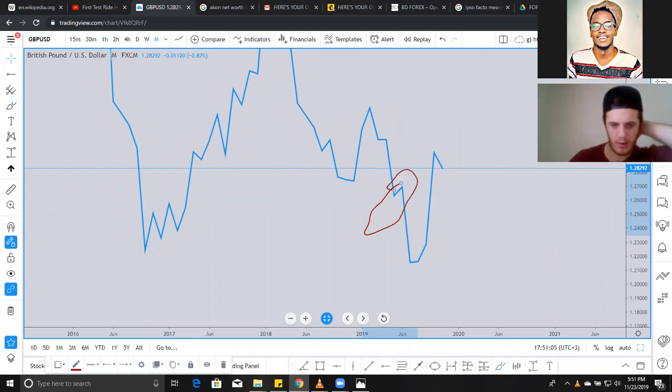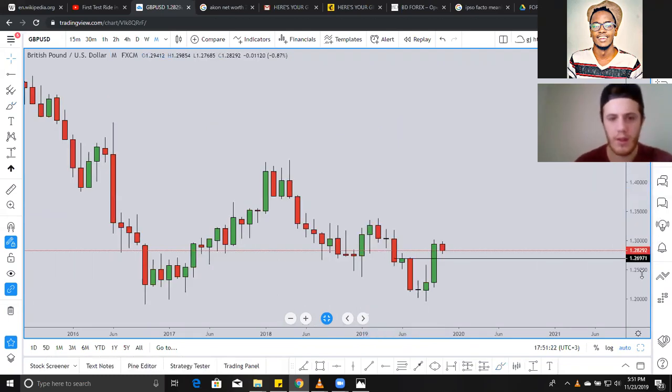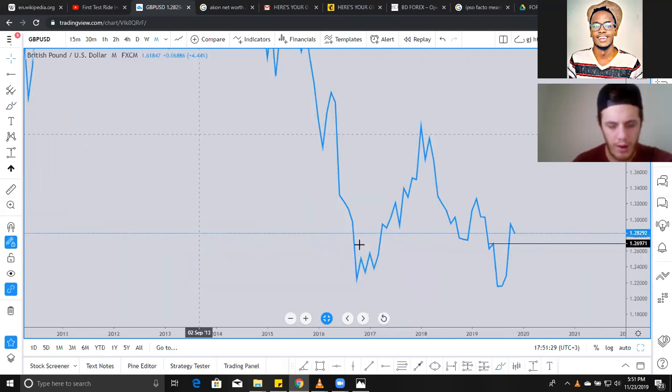What does this mean for GBP USD? This means that GBP USD on the monthly, we are expecting to go and test the invalidation point of this trend, of this whole downtrend.